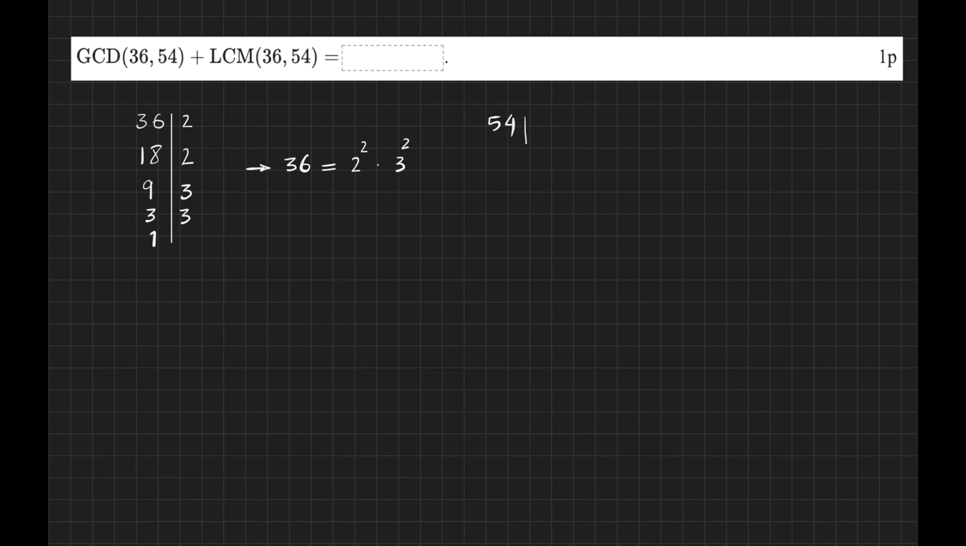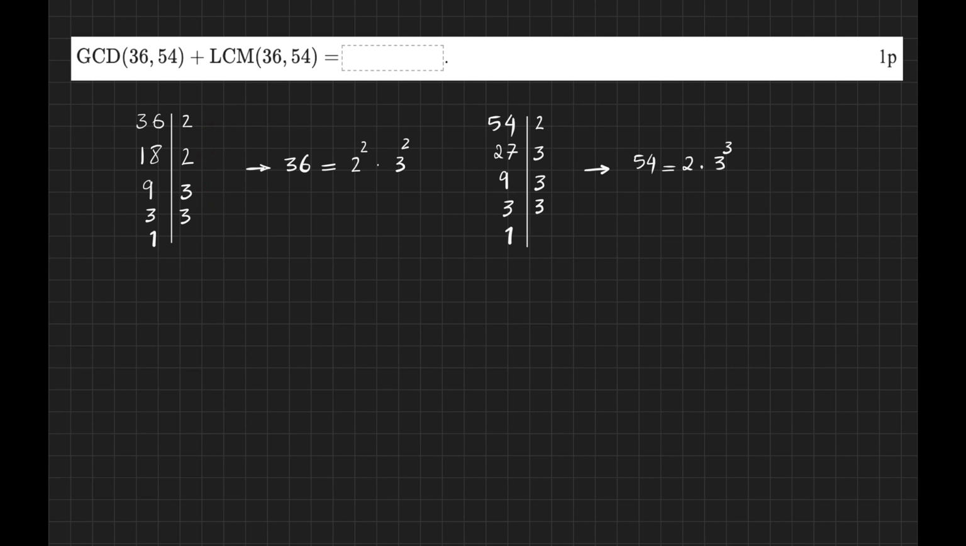Okay, so 54 is also divisible by prime number 2. It becomes 27. Then it is divisible by the prime number 3. It becomes 9. Divided by 3 once more, it becomes 3. Divided by 3 once more, it becomes 1. So this will give me that 54 is equal to 2 times 3 to the power of 3.